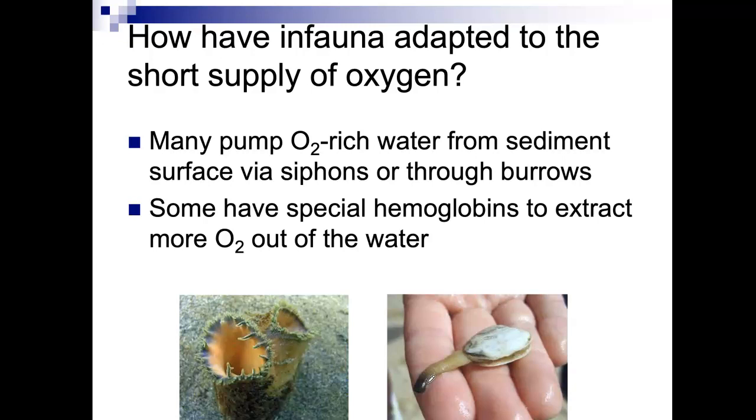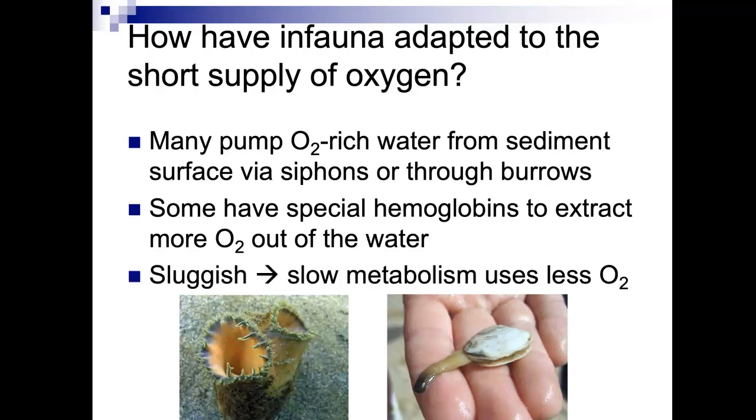Some even have special hemoglobins, special proteins that attract more oxygen for them when they're out of the water. That way they really hold on to more oxygen with those special hemoglobins. And then some of them simply are just very sluggish. In a lot of your soft bottom communities, many of your organisms are going to be slow moving. They have slow metabolisms so that they can use less oxygen. And then I have here, don't forget about meiofauna.